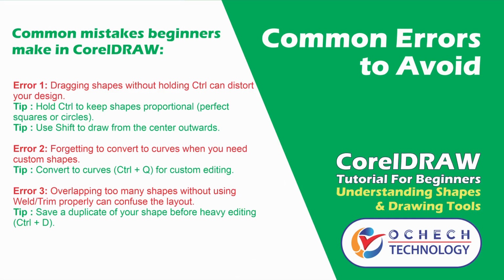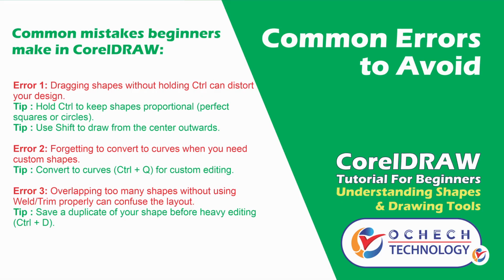Here are some tips and some common errors to avoid. Dragging a shape without holding Control can distort your design. It is very important that you hold Control to keep the shape proportional when you are forming your perfect square or your perfect circle. Use Shift to draw from the center outward. After your shape has been created, if you want to enlarge or reduce it, you hold your Shift key and then take it from the corner and reduce or increase it.